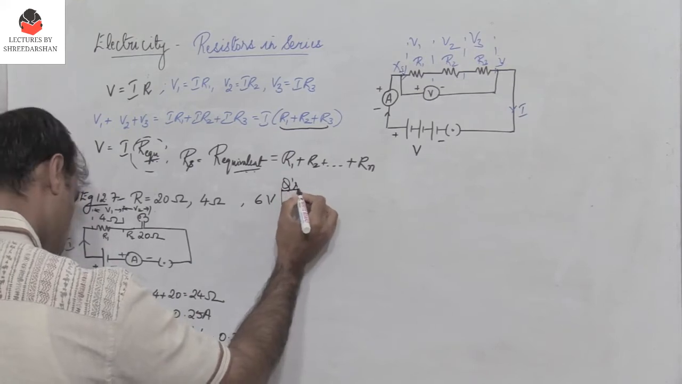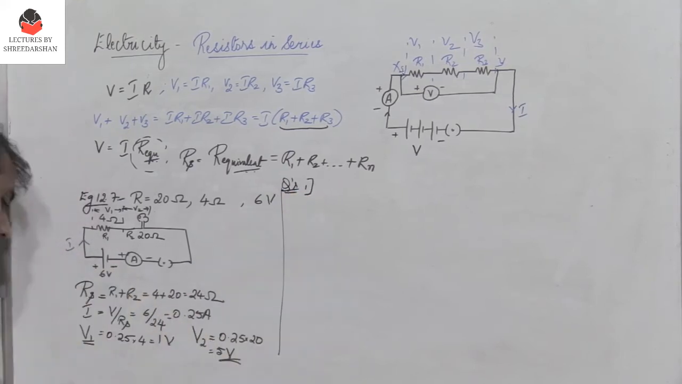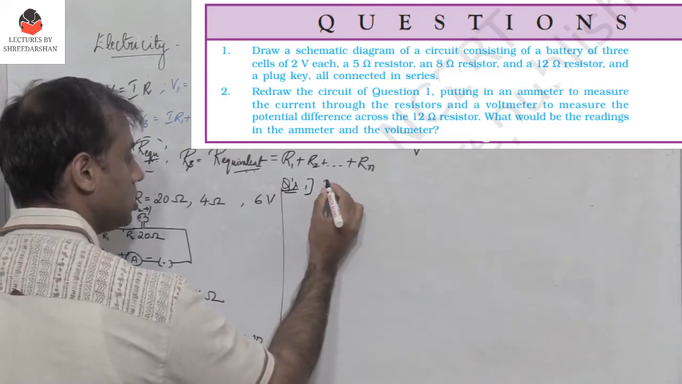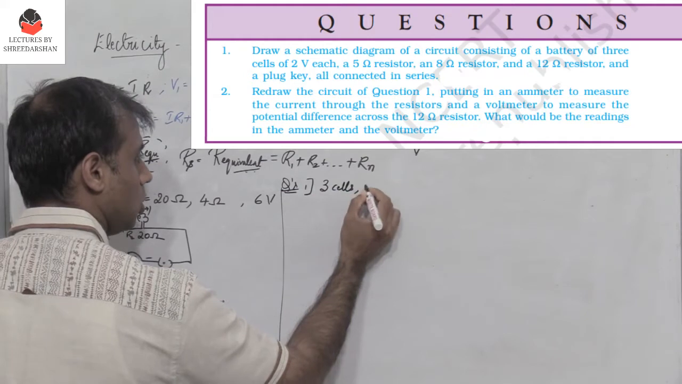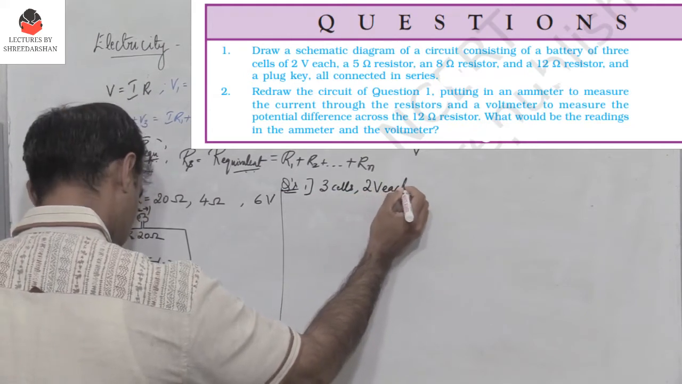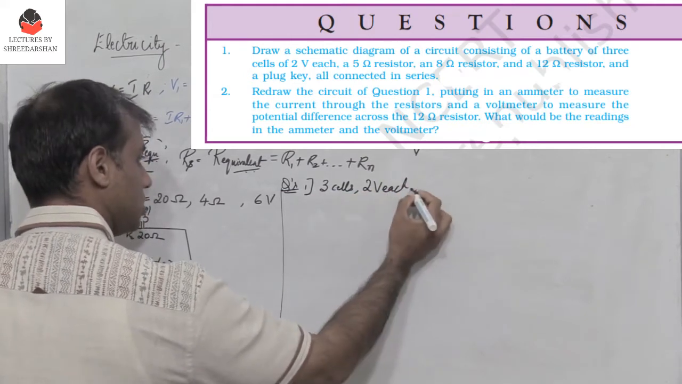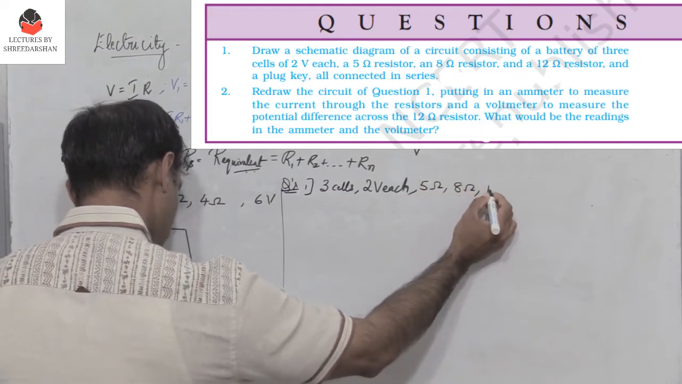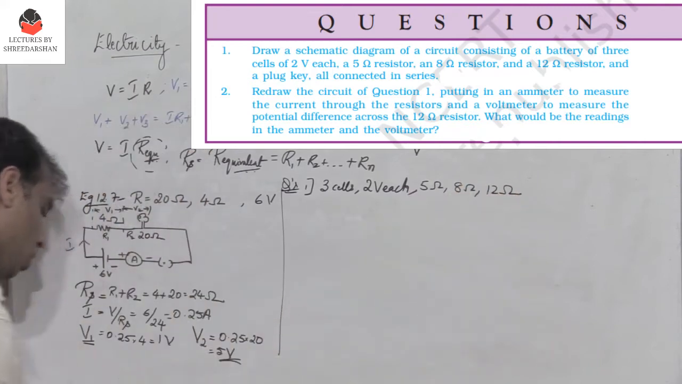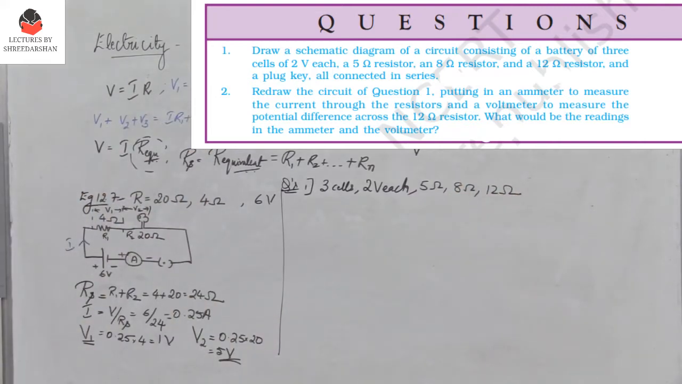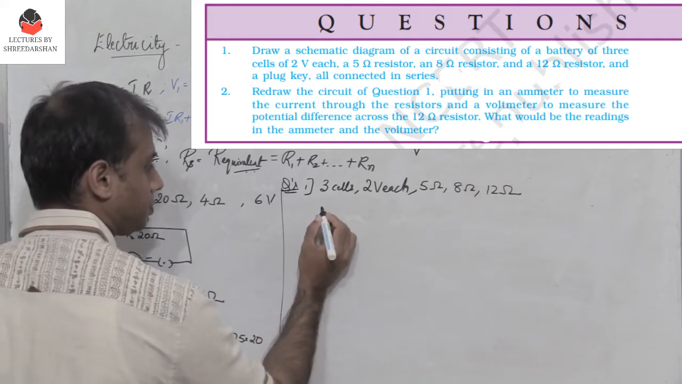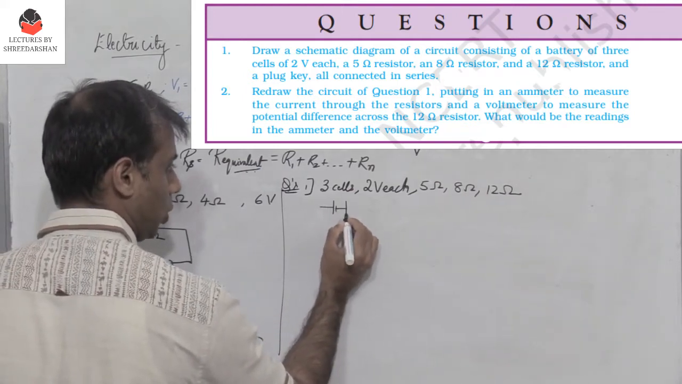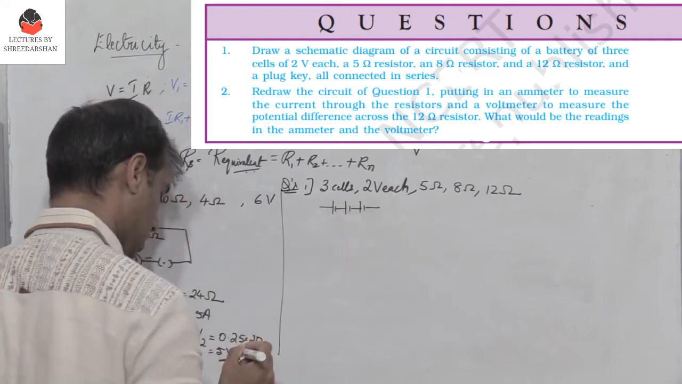So now we have a few questions. Question 1. Draw a schematic of a circuit of a battery of 3 cells of 2 volts each. And we have resistors 5 ohm, 8 ohm and 12 ohm and a plug key, all of them connected in series. So there are 3 cells. Let the 3 cells be connected in this way: one cell, the second cell and the third cell.